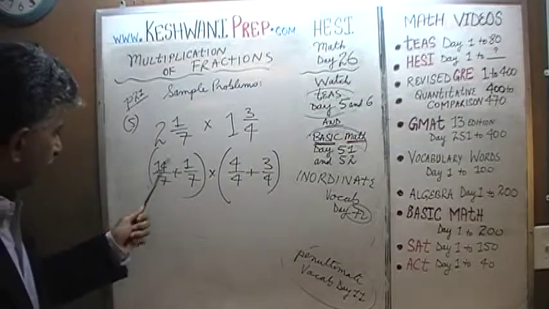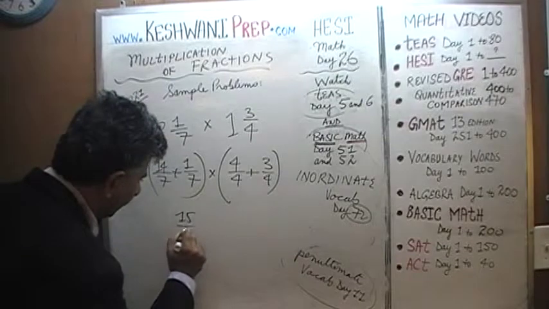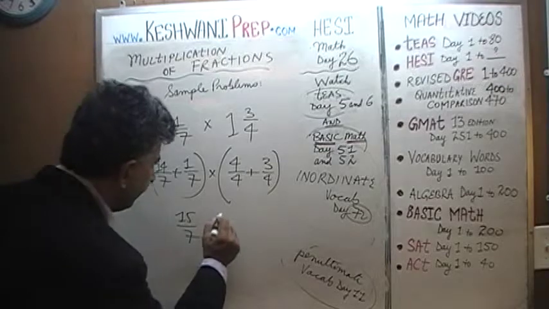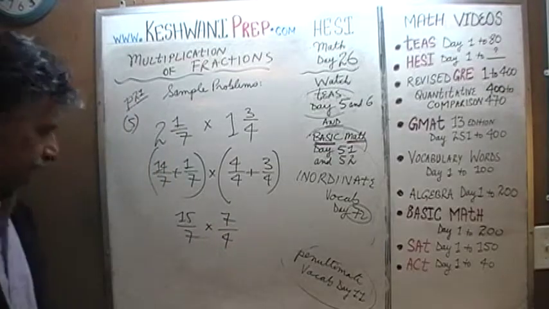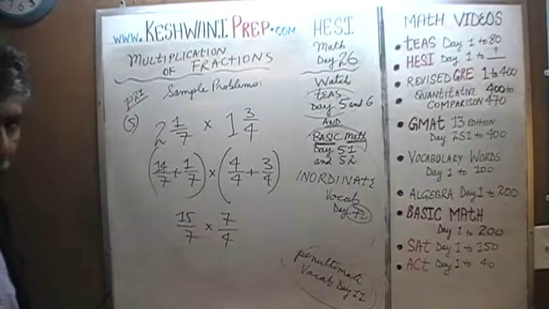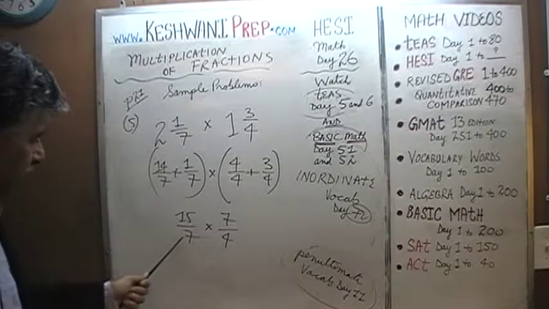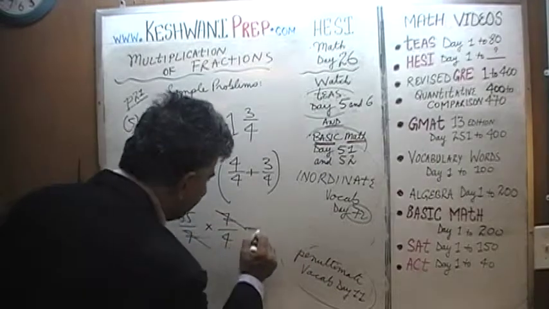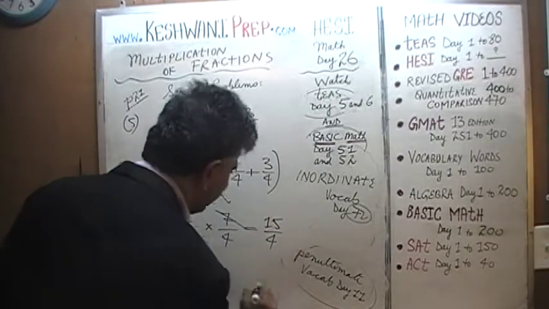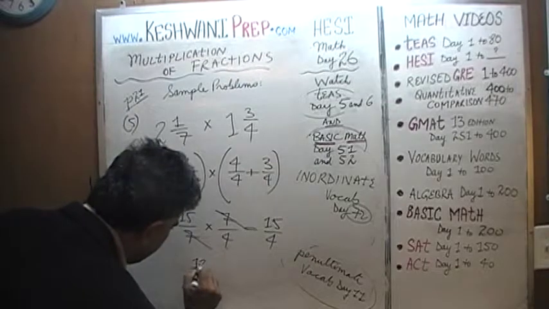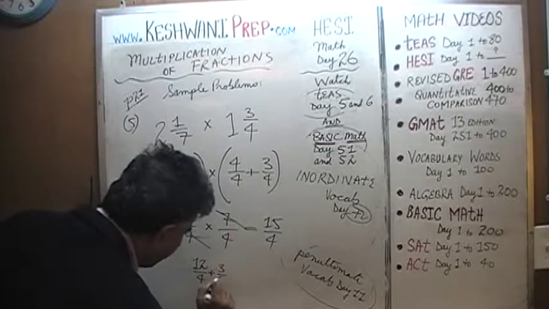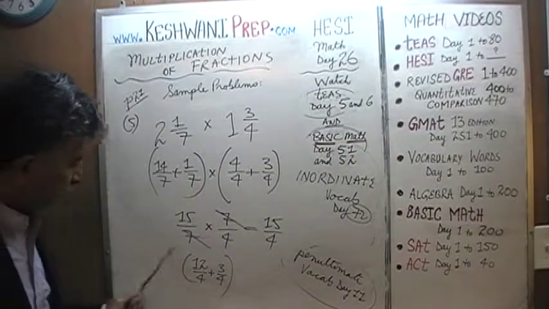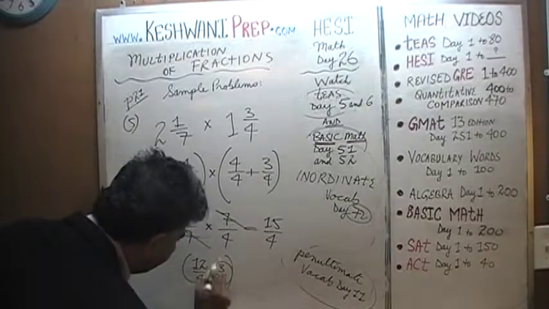And that ends up 14 plus 1, that's 15 over 7, times 4 plus 3, that's 7 over 4. We see 7 on the bottom and 7 on the top. Let's divide top and bottom by 7, and we end up with 15 over 4. 15 over 4 is simply 12 over 4 plus 3 over 4, since 15 is simply 12 plus 3. 12 over 4 is 3, and then 3/4.